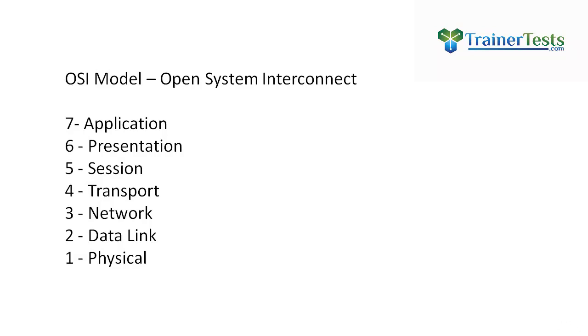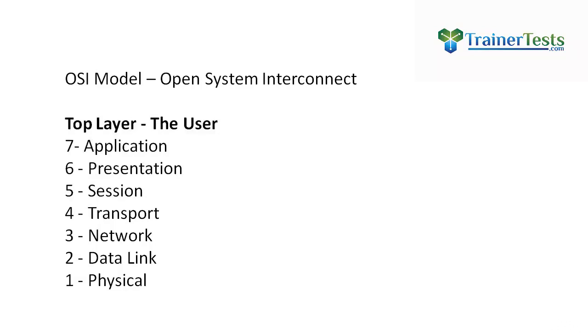I like to put at the top of the model one additional layer. And I call this layer simply the user layer. At the top of my model here, that's where the user resides. So as the information is flowing up through the OSI model, it's getting closer to my user actually seeing and utilizing that data.